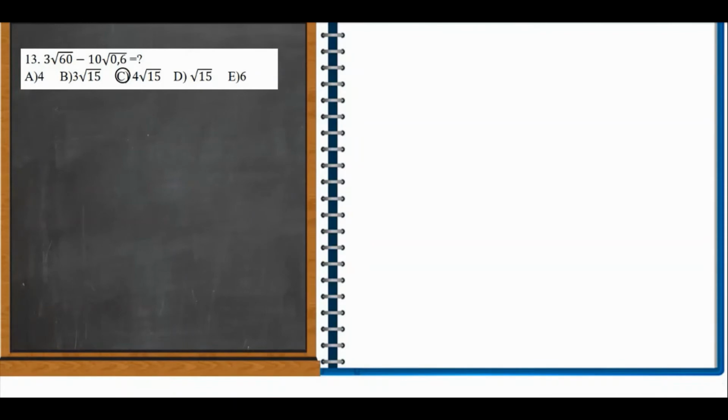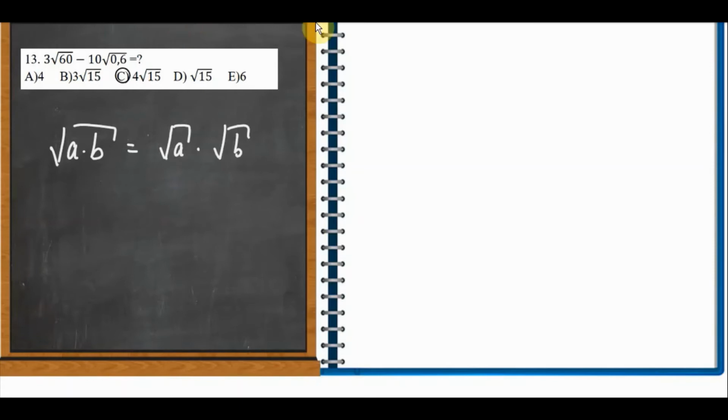Number 13. Number 13 is also a calculation problem. We don't use any calculator. We need to use the properties of roots. Now, what we see here, we have 3 square root of 60 minus 10 square root of 0.6. When we have square root of a multiplied by b, we can separate them and write separate square roots. Square root of a multiplied by square root of b. And yes, that's the only root property we will use here.